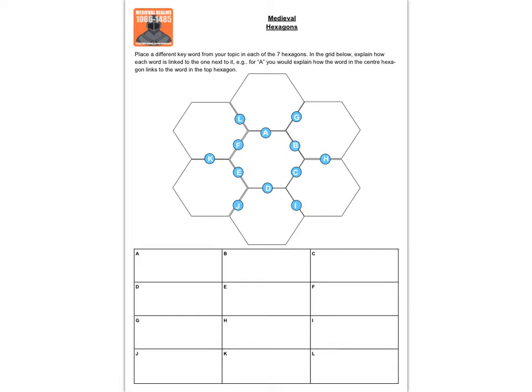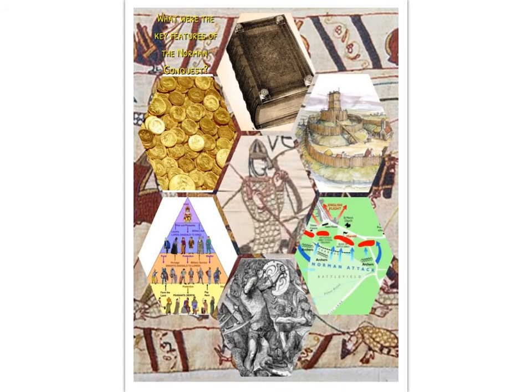So, as it says in the instructions, explain how each word is linked to the next, e.g., for A, you would explain how the word in the center hexagon links with that one in the top hexagon, and you would write that in here. So the theme is control and the Norman conquest. Links then to the pictures that you've been provided with.